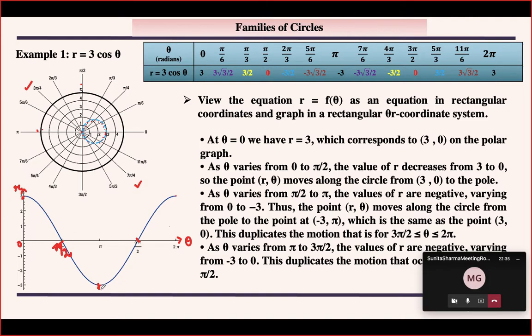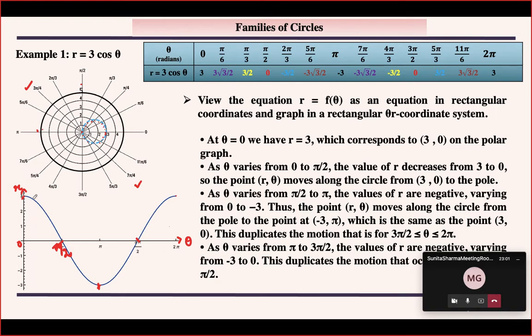So you just need to check at these points, and then in between you follow the behavior from here that it is decreasing. So the values of r are reducing. So somewhat decreasing shape you can make. There is no fixed thing as to exactly a circular shape, but somewhat like this would be a shape.